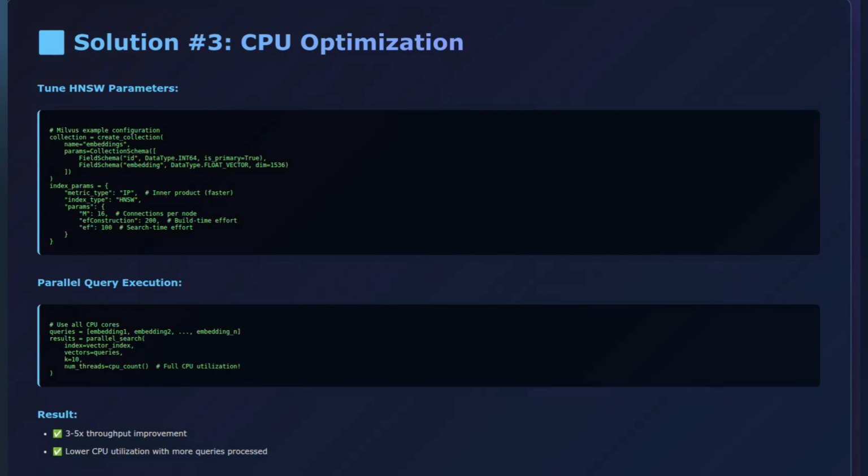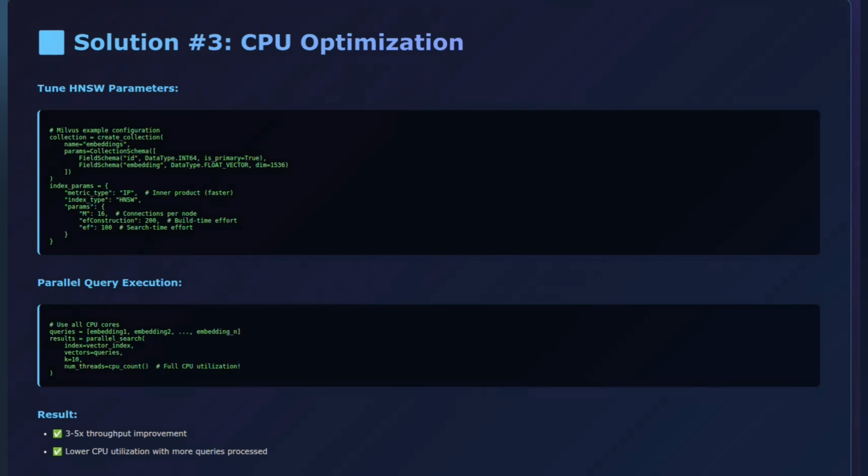If you're at 90% CPU with low throughput, try lowering M from 30 to 16, lowering EF construction from 500 to 200, lowering EF from 200 to 100. You might drop from 99.5% accuracy to 98% accuracy, but 98% accuracy is still great for most applications.